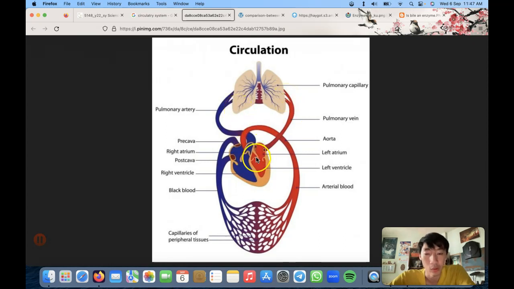Okay? So just to recap, veins carry blood towards your heart. So this is a vein, and this is also a vein. And then arteries carry blood away from your heart, right? This is the artery, and this also is an artery over here. Okay, so this part is just referring to your body, your skin, your muscles, all these different body tissues.